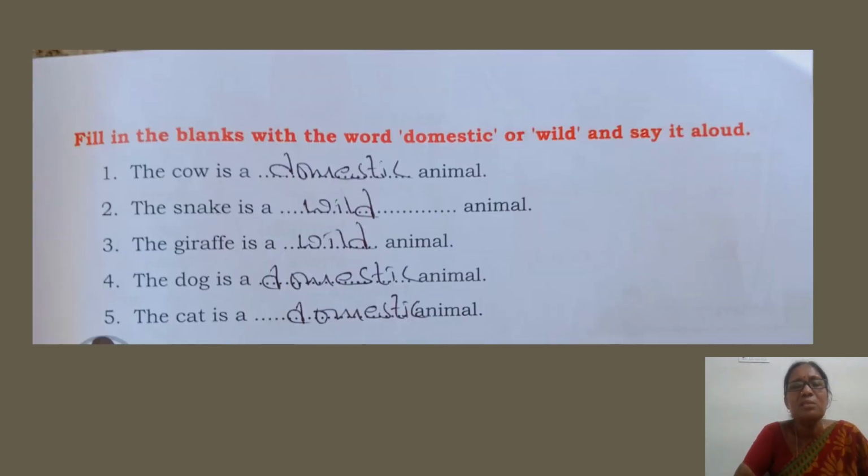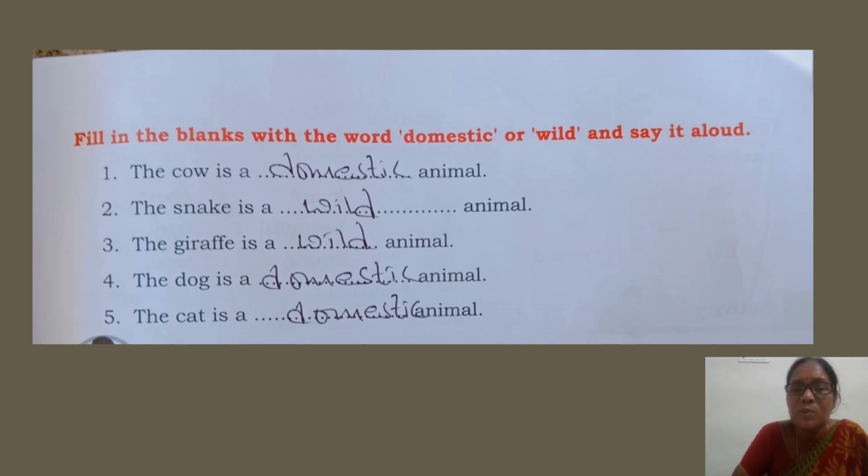There are some blanks. Fill in the blanks. So the cow is a domestic animal. Snake is a wild animal. Giraffe is a wild animal. The dog is a domestic animal. The cat is a domestic animal. So do you know what are domestic and what are wild?